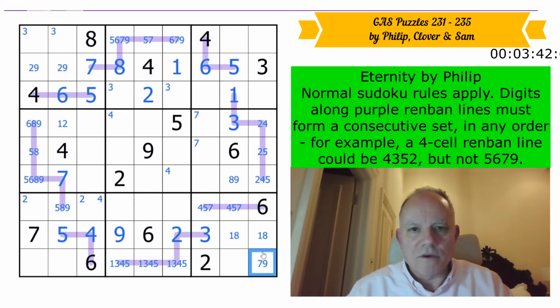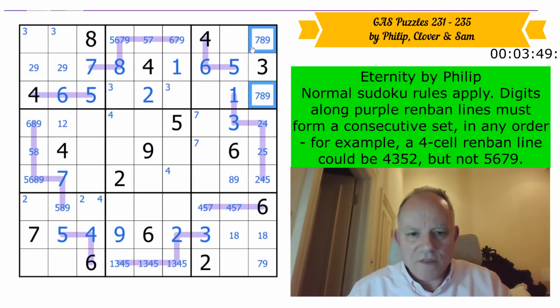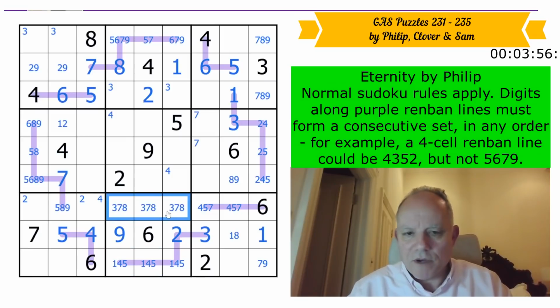That must be 7 or 9. 2, 4, 5, 3, 1, 6. They're also 7, 8 or 9. So 1 in this column seems to have to be there now. I think that's right. That's a 1, 4, 5 set. So that's 3, 7, 8.